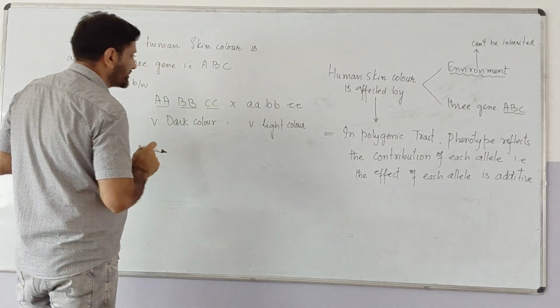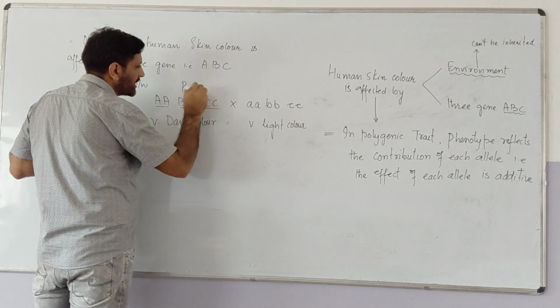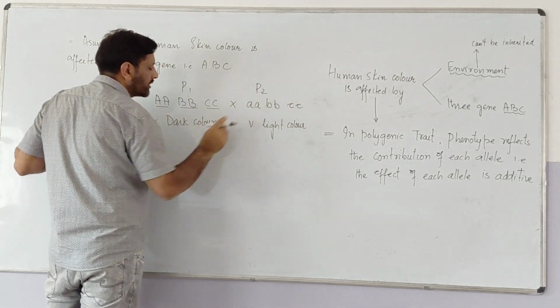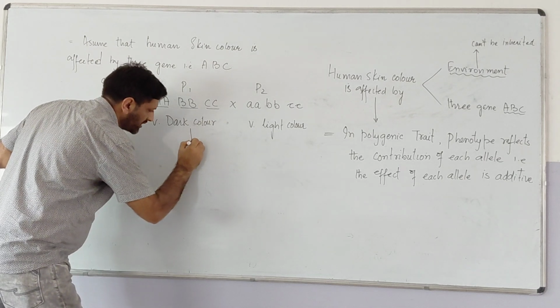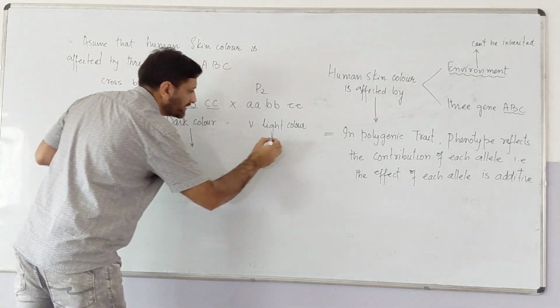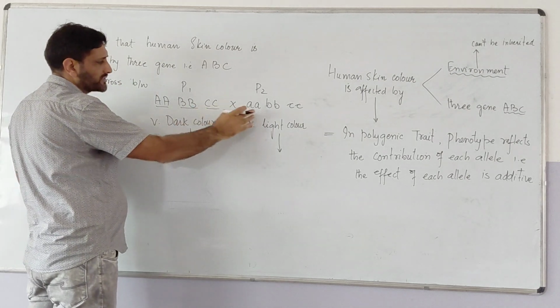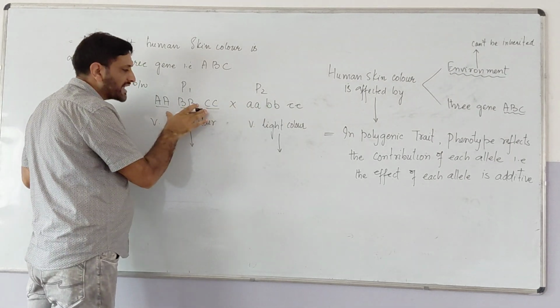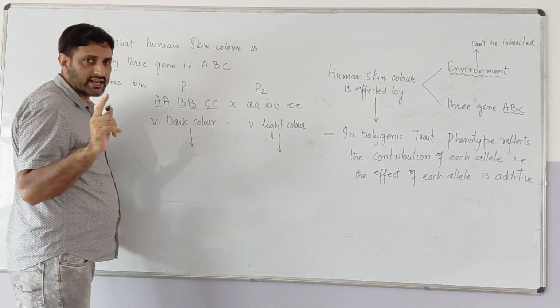If we cross these two parents, this is parent 1 and this is parent 2. When we cross such parents, gametes will be formed. It will form a similar kind of gamete because there is no heterozygous form. These are homozygous parents, and they will form a similar kind of gamete.